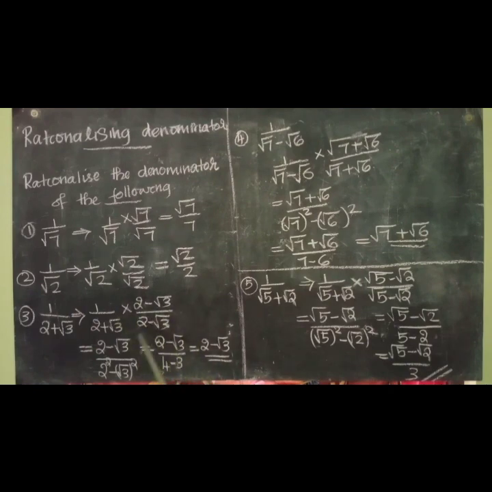So 1 into 2 minus root 3 is 2 minus root 3. Denominator: 2 plus root 3 into 2 minus root 3. It is of the form a plus b into a minus b, which is equal to a square minus b square. So it becomes 2 square minus root 3 square. So that is equal to 2 minus root 3 by 4 minus 3. 2 square is 4. Root 3 square is 3. 4 minus 3 is 1. So the denominator is 1. So we can write that it is equal to 2 minus root 3.